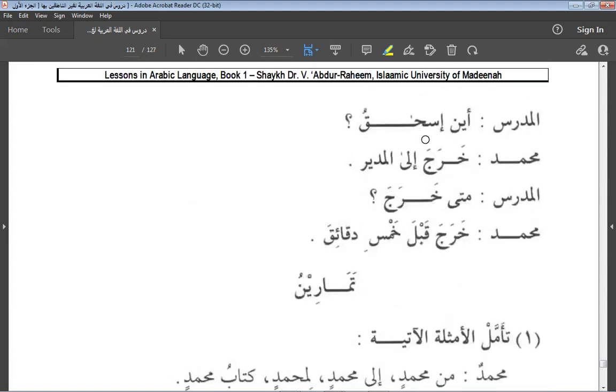Aina Ishaq? Where is Ishaqu? Not Ishaqun, but Aina Ishaqu. Where is Ishaq? Kharaja ila al-mudir. He's gone out to the head, the headmaster. Or Mata kharaja? When did he go out? Kharaja qabla khamsi daqa'iqa. And I told you how this works, the qabla and a time. That is ago. He went out 5 minutes ago. Daqa'iq is also mamnu' min as-sarf because it's on the meter fawa'il.